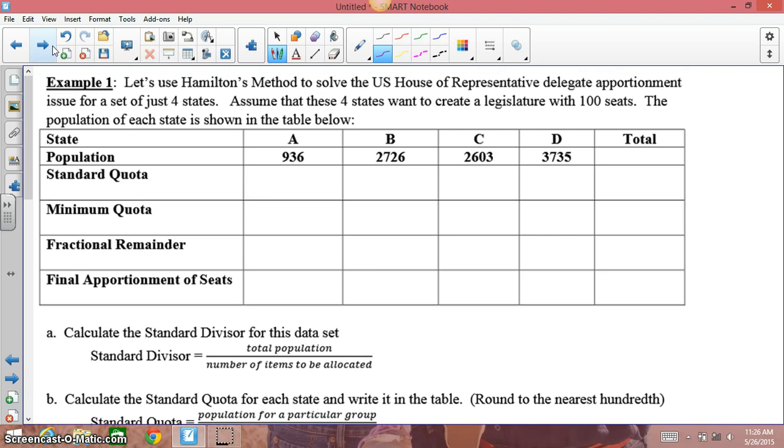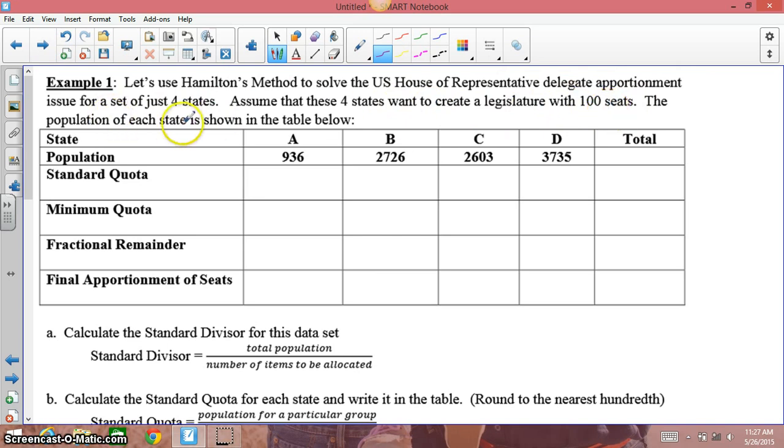So here in example 1, let's use Hamilton's method to solve the U.S. House of Representatives delegate apportionment problem. But we're just going to look at it in terms of 4 states. Of course, we know the U.S. has 50 states, but that'd be a large table. So we're just going to look at 4 states, and let's just assume that those 4 states want to create a legislature that has 100 seats.